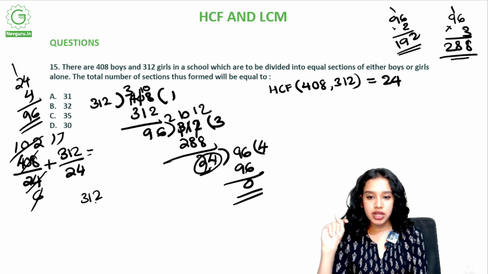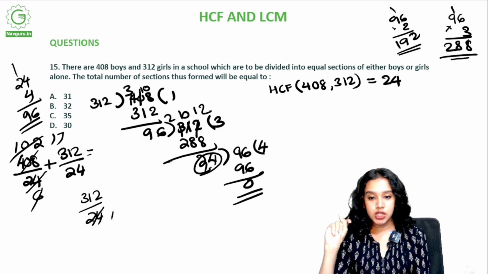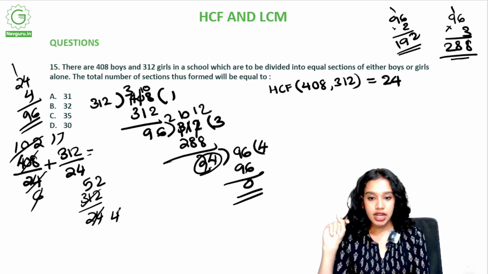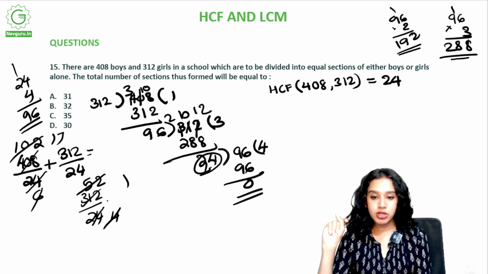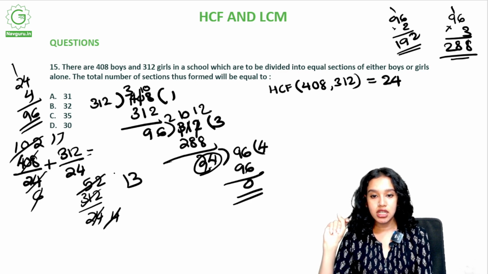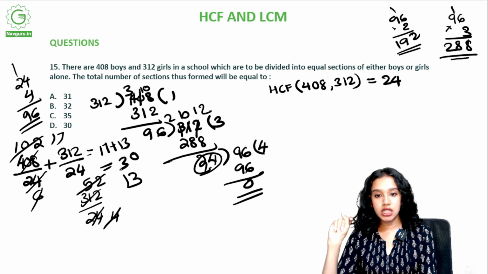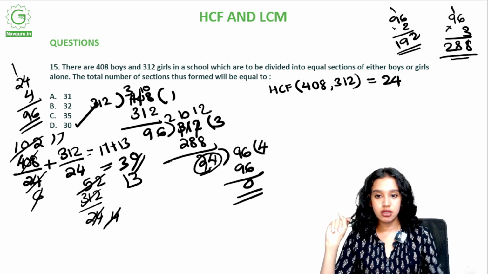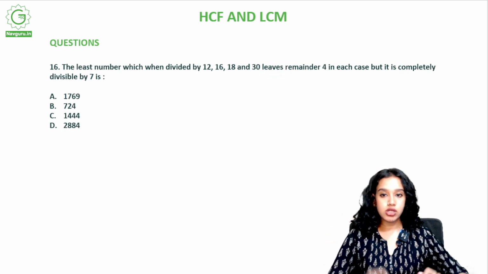Again, we have 3, 12 and 24. We could cut this out by 6. 6 4s are 24, 6 5s are 30 and 6 2s are 12 and 52 and 4. 1 4s are 4 and 12 we have 3. So we have 17 plus 13, which leaves us with 30 as the answer for this question. Now let's move on to the next question.